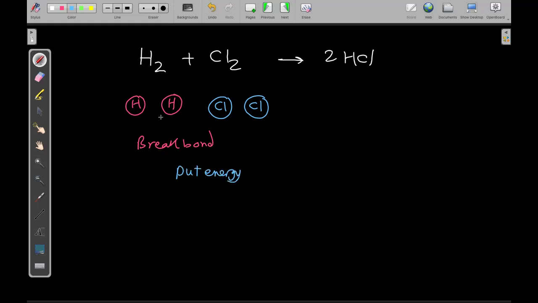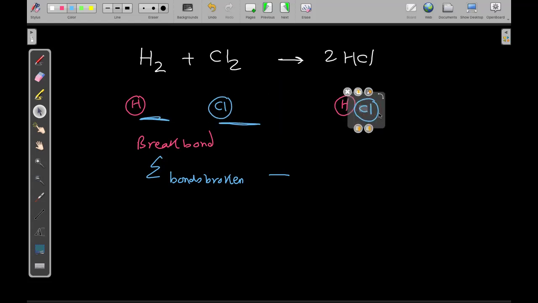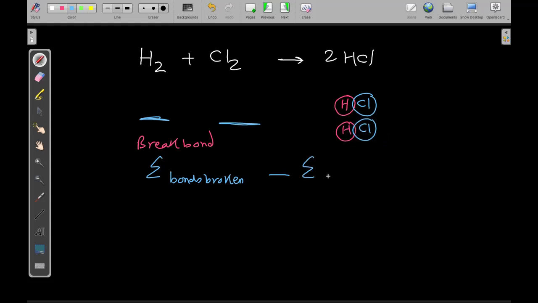And then this is the sum of this energy, and this sum energy is called sigma. So sigma of the energy placed to break bonds, the energy in the bonds broken, and then subtract from this the energy that you will use to make the bond. After that, take this H and join it with one Cl, you make a bond between them, and take this H and make a bond with the Cl. So there are bonds which are made. The total of the energy in the bonds which are made is subtracted from the total of the energy in the bonds broken, and you will get your delta H.